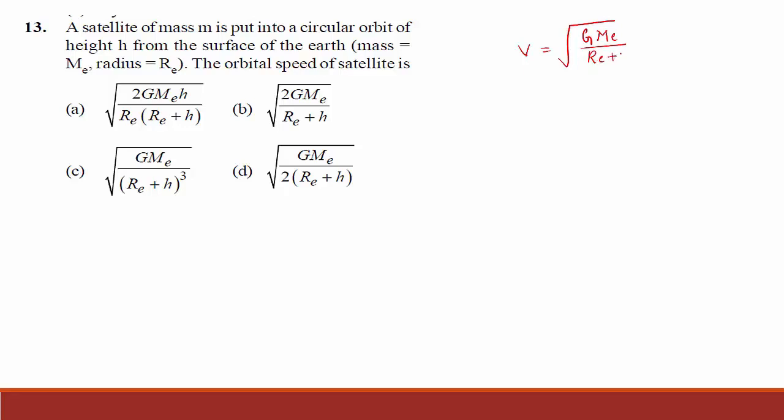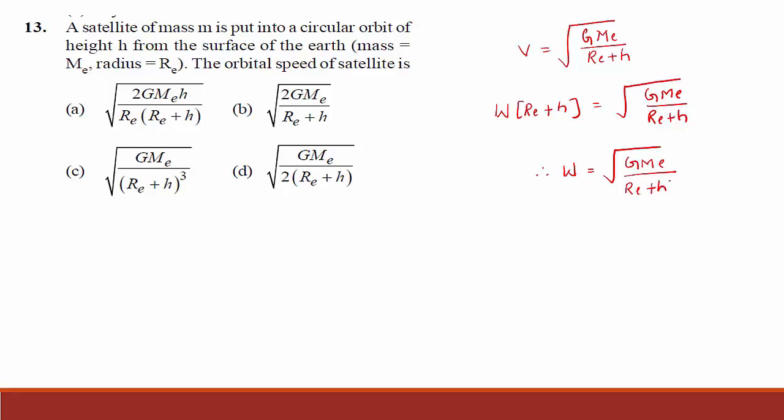So we can write Re plus h. In place of orbital speed I am going to write ω with respect to radius plus height, is equal to root of GMe divided by Re plus h. Therefore, we can write ω equal to root of GMe divided by (Re plus h) whole cube. So, option C is correct.